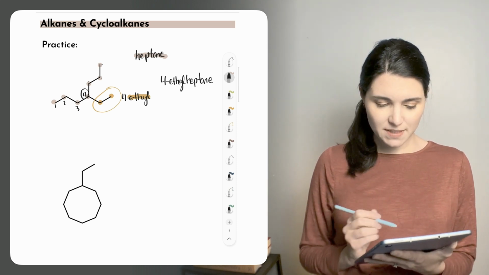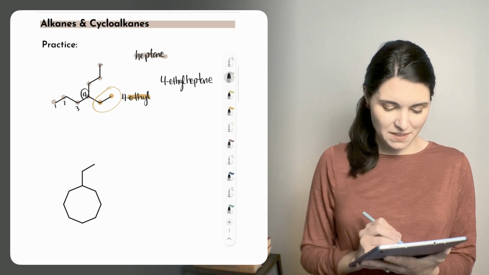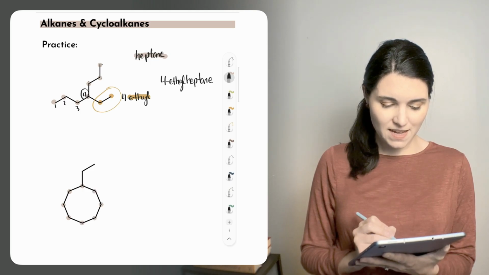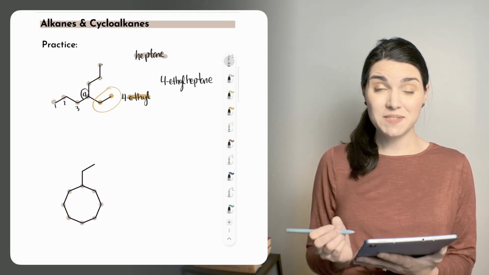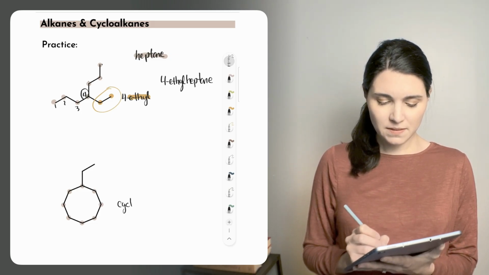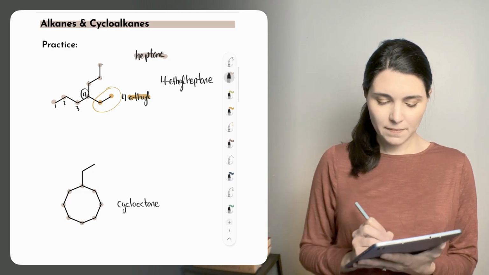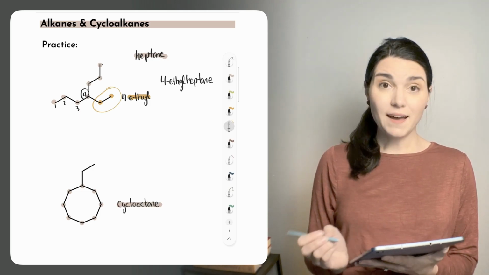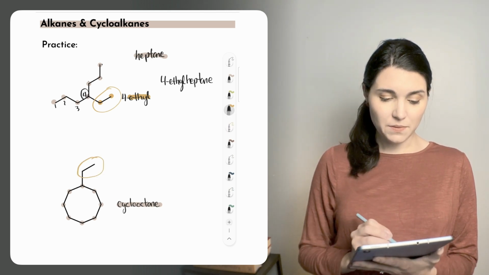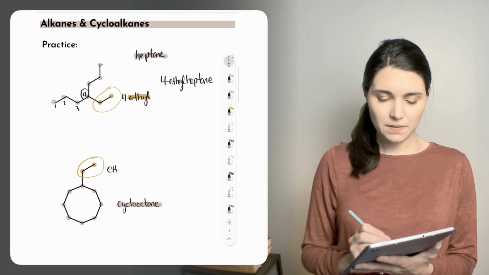Okay, for this next example, we have a ring, a cycloalkane with a substituent on it. First, let's find out how many carbons are in that ring, because it looks bigger than the chain. 1, 2, 3, 4, 5, 6, 7, 8. So 8 carbons is an octane, but this is a ring, so the parent is cyclooctane. And the substituent is anything not on the parent. It's another 2 carbon substituent, so this is an ethyl group.